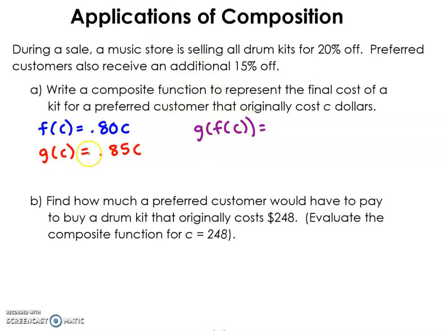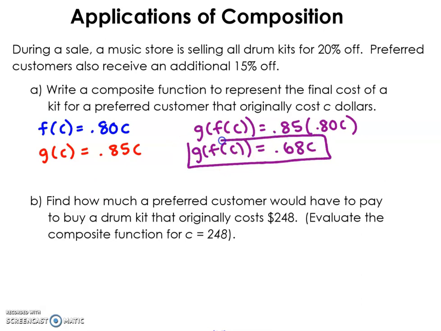So the G function is 0.85C, so 0.85. But instead of plugging C in, we're going to plug in F of C. So F of C is 0.80C. So if we simplify this, G of F of C is equal to 0.68C. So here's our function that we're using.